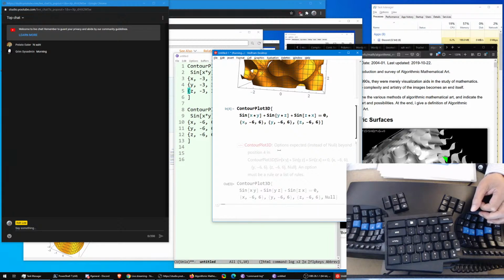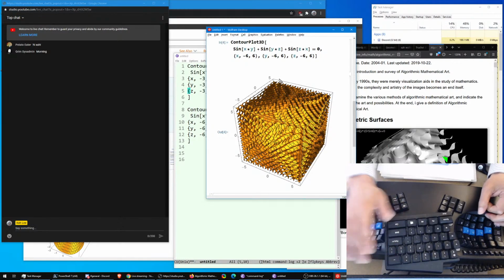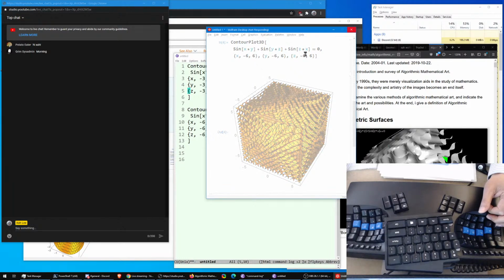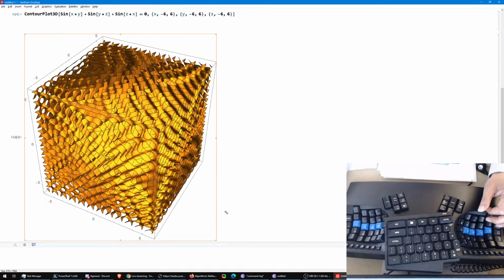So let's see. Let's look at this. It takes a while. So this is Mathematica. You are seeing what? Oh. Okay. Now it's done. Now let's see the full glory. Yeah, what's going on? I want to toggle window. Yeah. So I want to make this big.